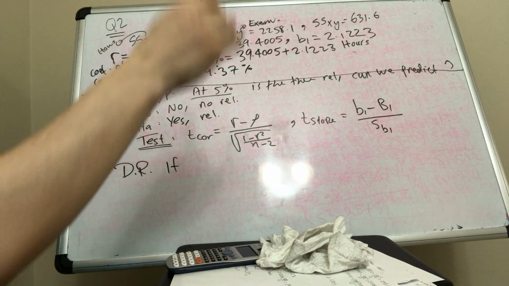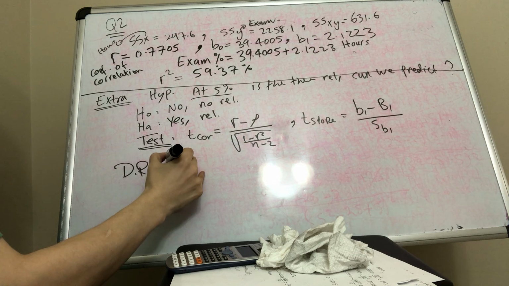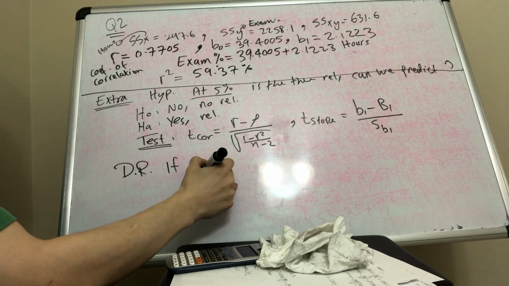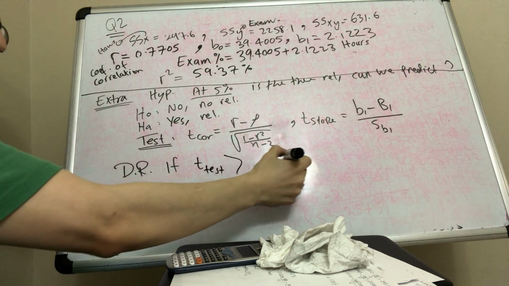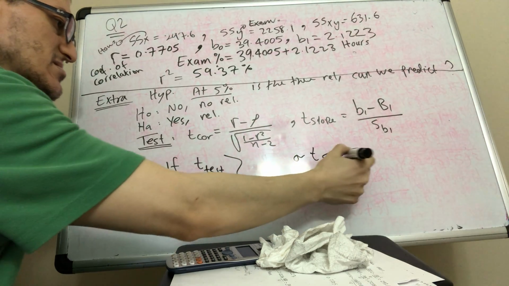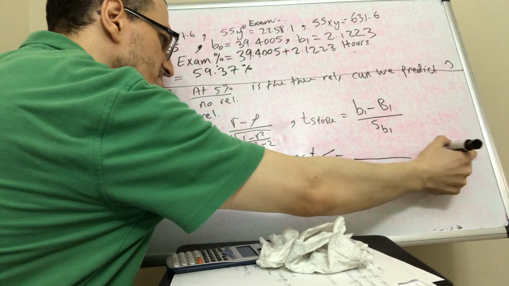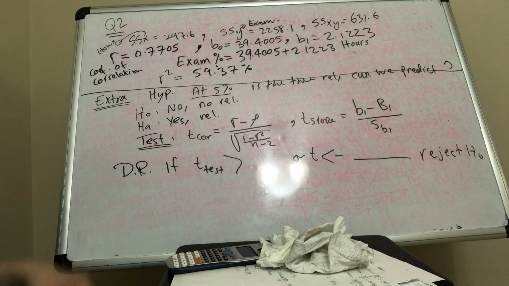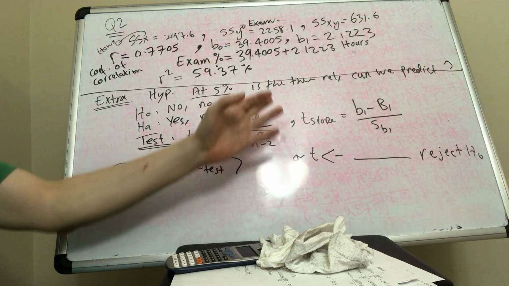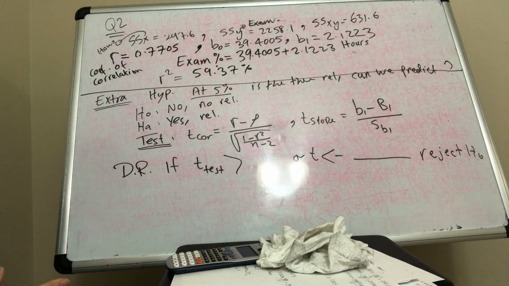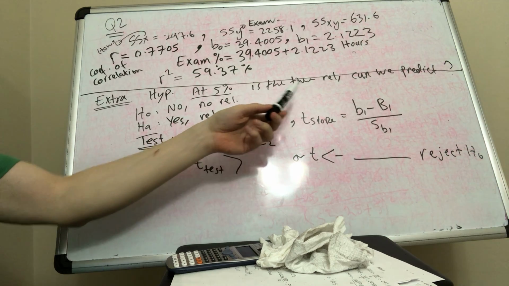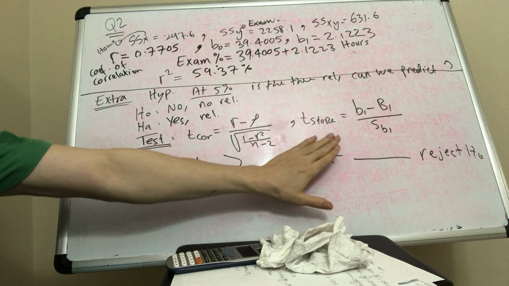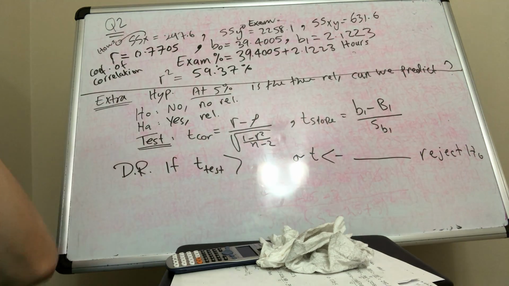Since they say relationship in general, I'll do it two-tailed. If the t-test is more than the positive value or less than the negative value, we're going to reject H0. Why am I doing it two-tailed? Because the question was, is there a relationship? But if the question was, is there a positive relationship, I'd do it one-tailed, upper tail only.